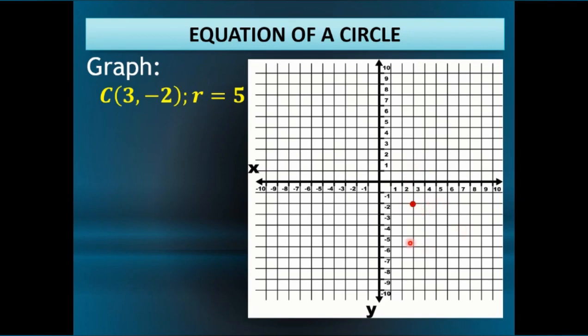Same thing with the other sides. So we'll get the graph of the circle. We count 5 units in each direction. So this is now the graph of the given equation of the circle.